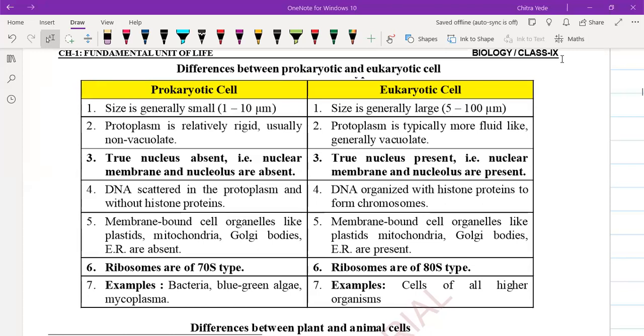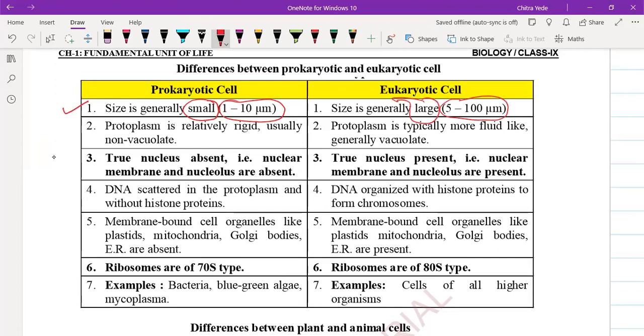Size is generally smaller in prokaryotic cell. Size is generally larger in eukaryotic cell. So the size of prokaryotic cell is generally small, about 1 to 10 micrometer. But in eukaryotic cell, generally the size is very large, about 5 to 100 micrometer. This is the size.